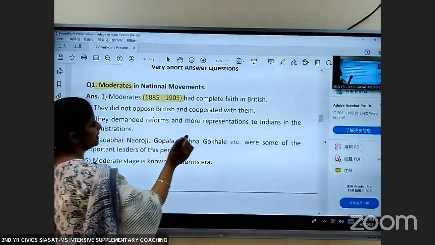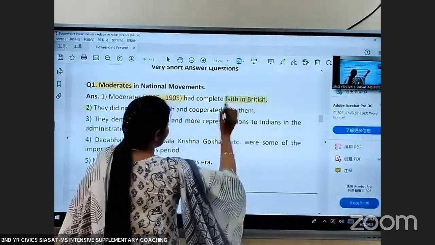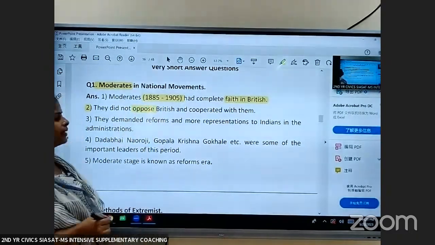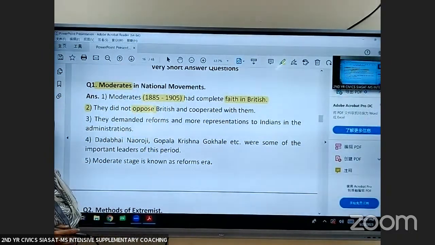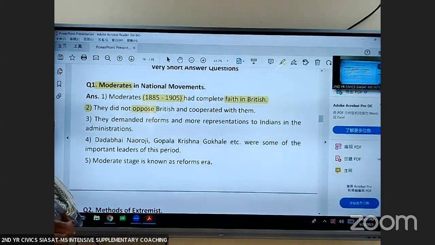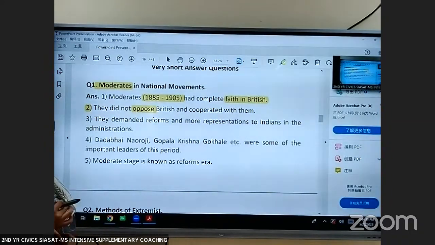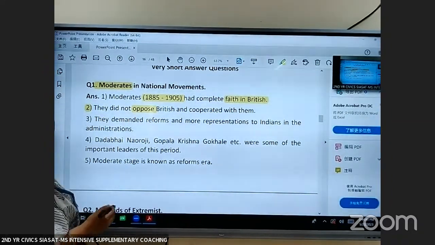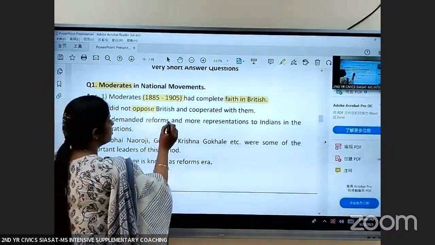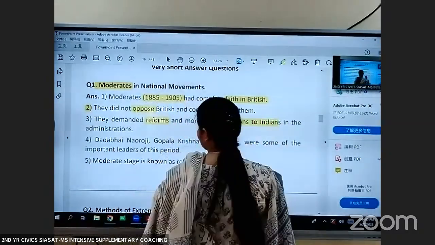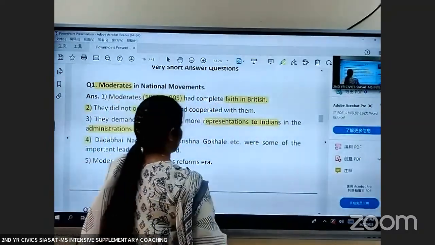Now, these moderate leaders had faith in the Britishers. They never opposed the British and cooperated with them. Whenever they had any demand, they used to request. The method was request and petition. They demanded more reforms and representation to Indians in the administration.